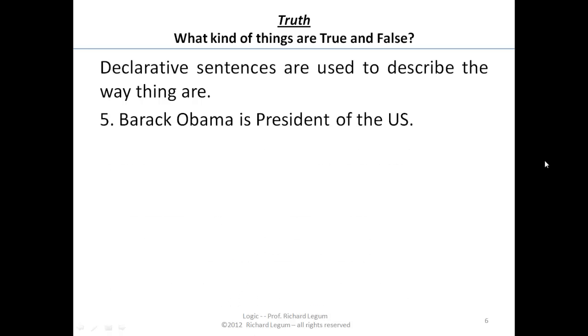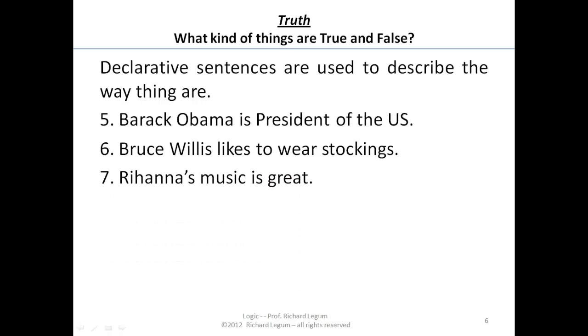Now let's think of some declarative sentences that are used to describe the way things are. Barack Obama is President of the United States. Well, that might have changed. Actually, it wouldn't have changed until January anyway. But that one is either true or false, depending. Bruce Willis likes to wear stockings. Well, I don't know Bruce Willis, the movie star. But he's supposed to be a macho guy, and usually macho guys don't wear stockings, but I don't know what goes on in the privacy of his home.